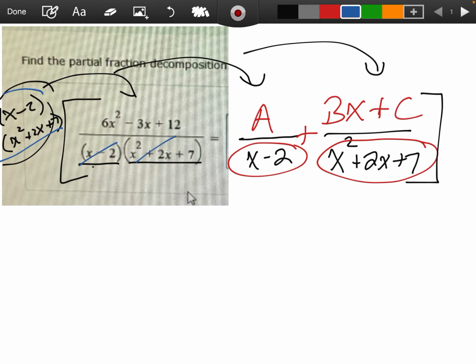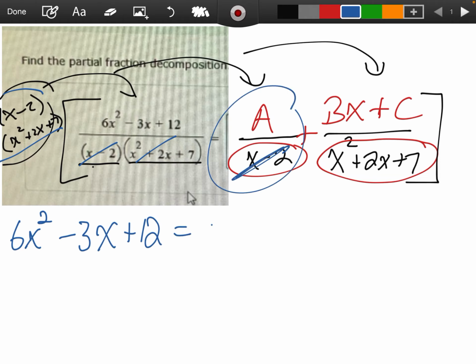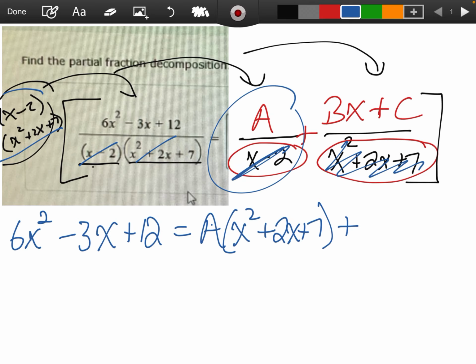Okay, so we know the first time we do this, all of this business here is going to cancel with each of those. So I'm going to end up with a 6x squared minus 3x and plus 12. And when we multiply it by this part, we know the x minus 2 is going to cancel. So I'm going to have an a times x squared plus 2x plus 7. And the second time, this one is going to cancel. So we're going to be left with bx plus c times the other denominator, which was the x minus 2.